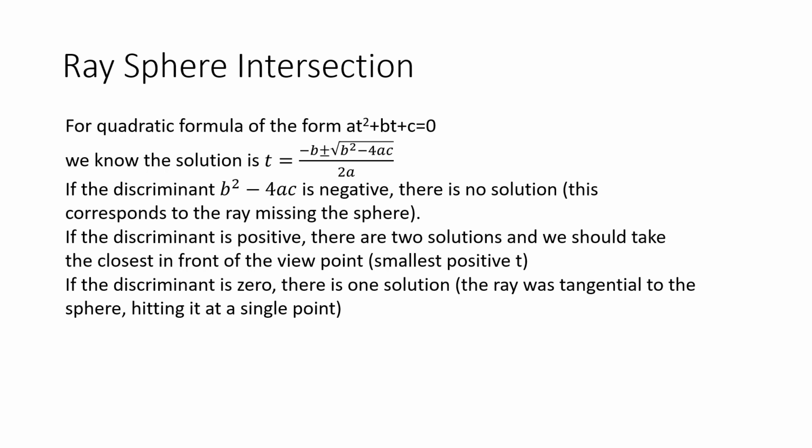We know that if the discriminant is positive, then we have two solutions for T, and these are the entry and exit points of the ray on the sphere. And we should take the closest point to the viewer, and this will correspond to the smallest positive T. If the discriminant is 0, then there is just one solution to this equation, and this corresponds to the case where the ray hits the sphere at a tangent to the sphere, so it hits it at a single point.